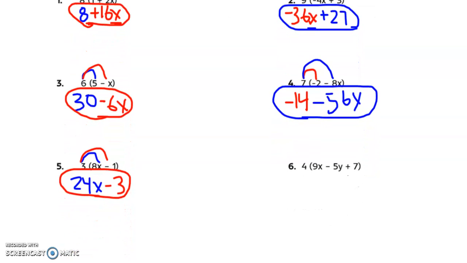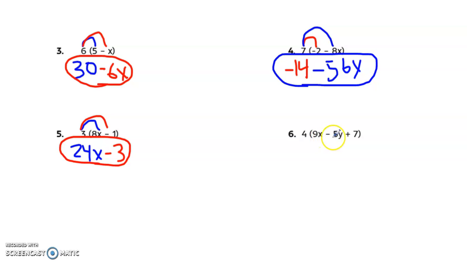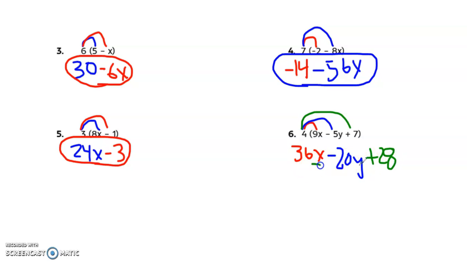Now this one looks tricky because we have 3 different sets of numbers inside this parentheses, but we're just going to do the exact same thing. So we'll do 4 times 9x is 36x. 4 times negative 5y is negative 20y. And then 4 times 7 is positive 28. And this one has an x, this one has a y, and this one doesn't have a variable, so there aren't any like terms.